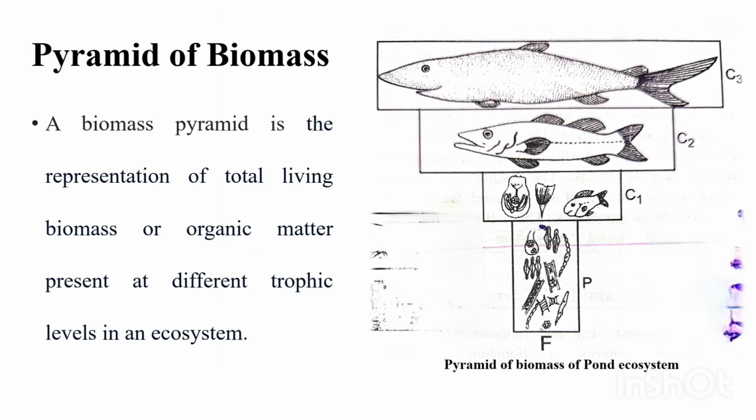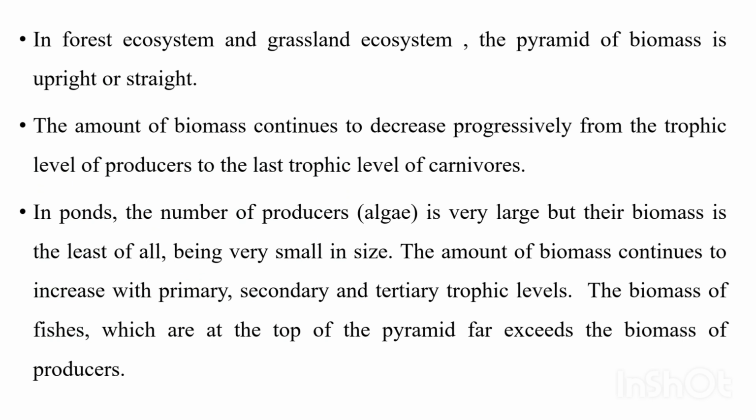Pyramid of biomass. A pyramid of biomass is the representation of total living organic matter, or total biomass, their weight present in different trophic levels. Total weight of producers, total weight of primary consumers, total weight of secondary consumers. This representation is called the pyramid of biomass. In forest and grassland ecosystems, the pyramid of biomass is upright. The biomass continues to decrease progressively from producer to carnivore.